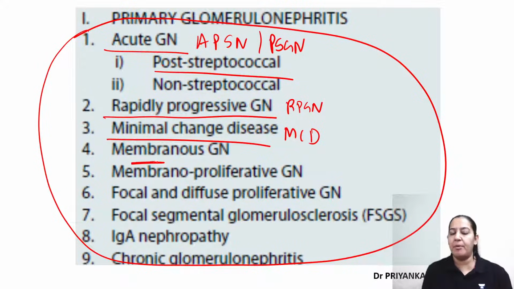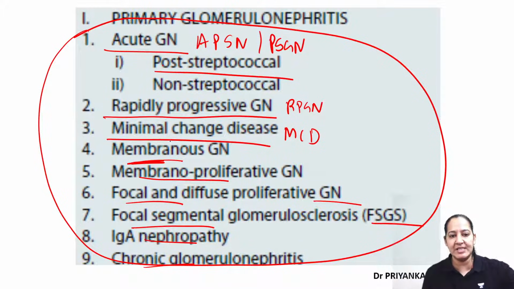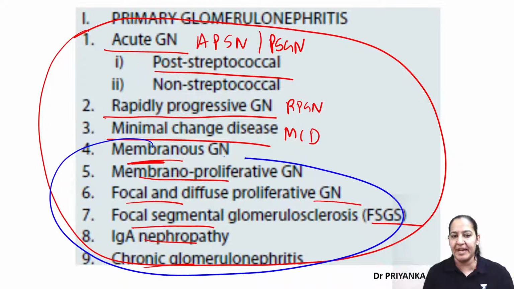And now I am starting from membranous onwards. So in this lecture, I will start with membranous glomerulonephritis, proliferative glomerulonephritis, and the remaining ones: focal segmental glomerulosclerosis, IgA nephropathy, and chronic. First, I will be finishing these remaining primary glomerulonephritis, and after that, I will continue with the secondary glomerulonephritis and hereditary glomerulonephritis.